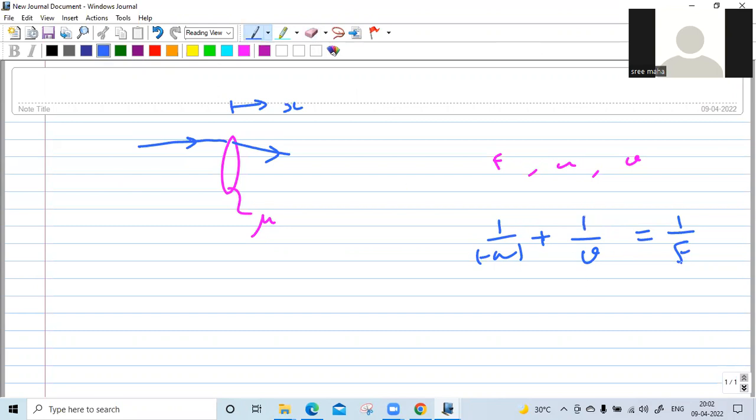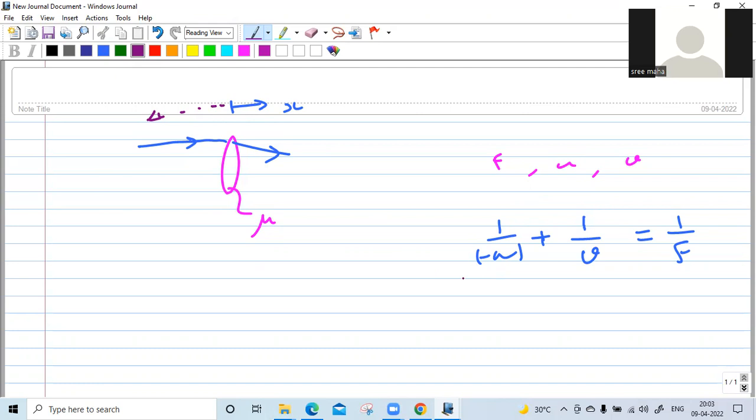So 1 by V minus 1 by U equals 1 by F. So I remember this minus sign by using this. The convention for sign you know, right? You have to choose the position of lens as origin and the direction of the incident ray as the positive x-axis. Since U is this distance from here to here, that is on the negative direction, right? So U will be negative. So to get the distance, I have to put the minus sign.